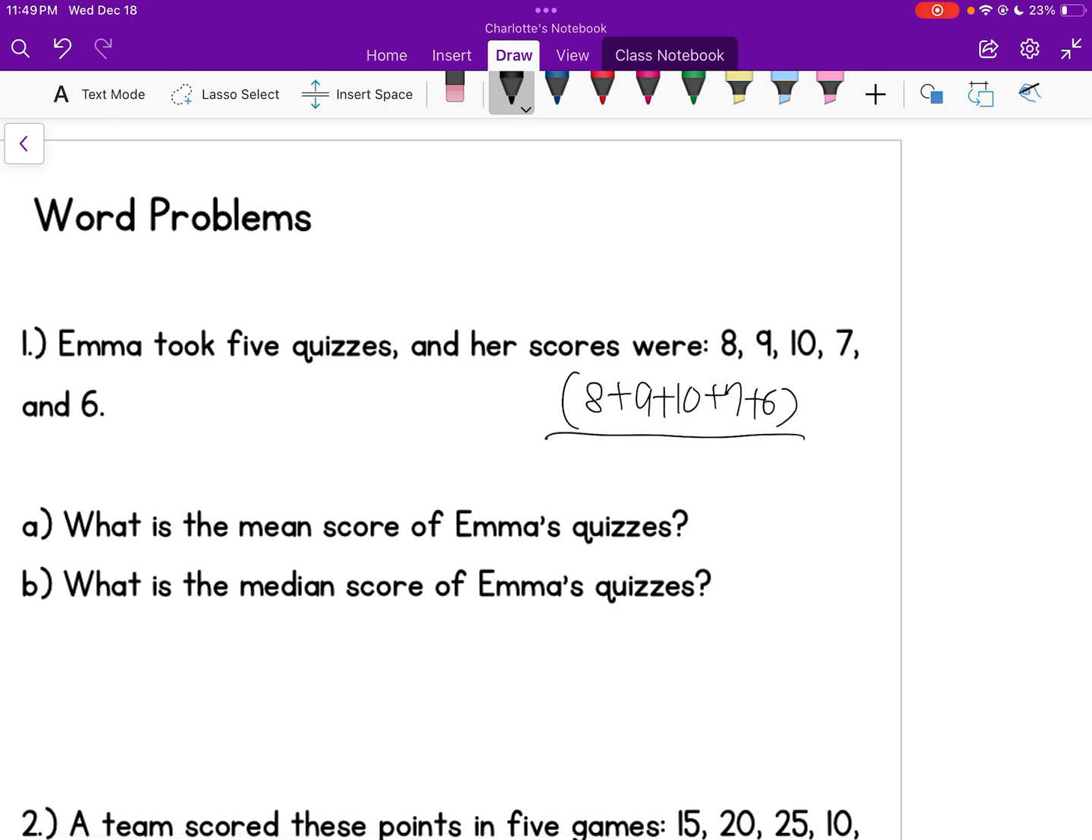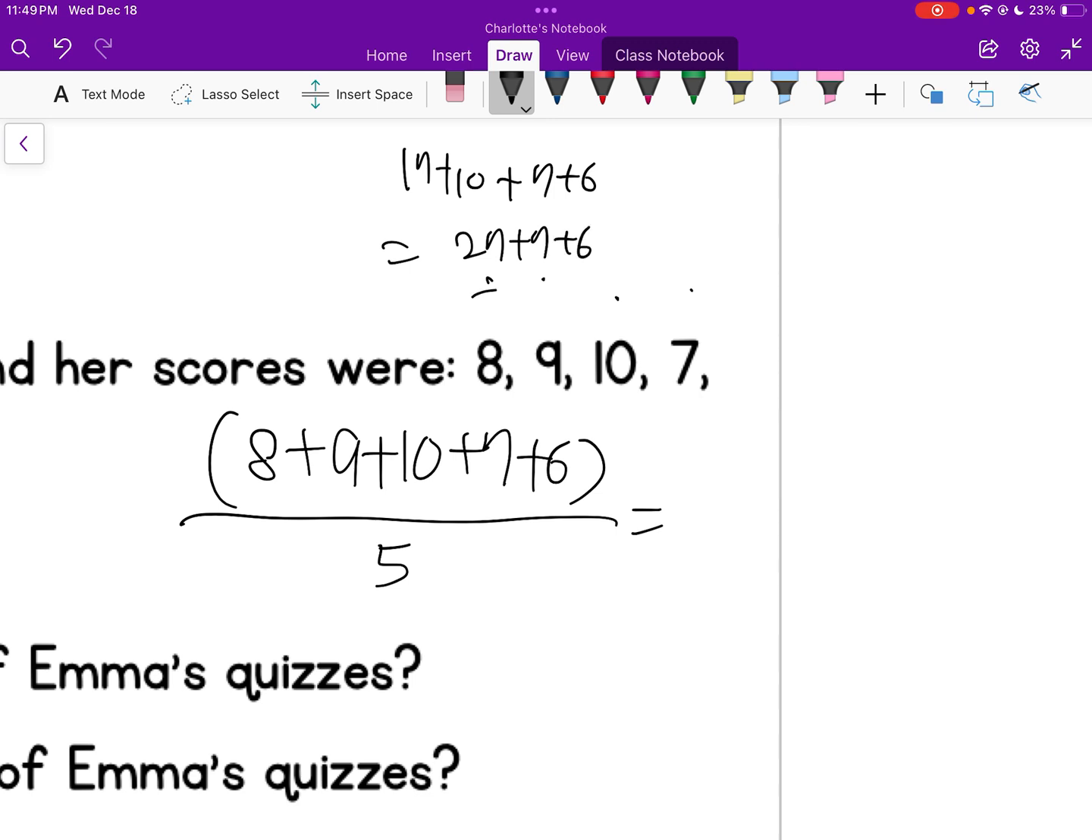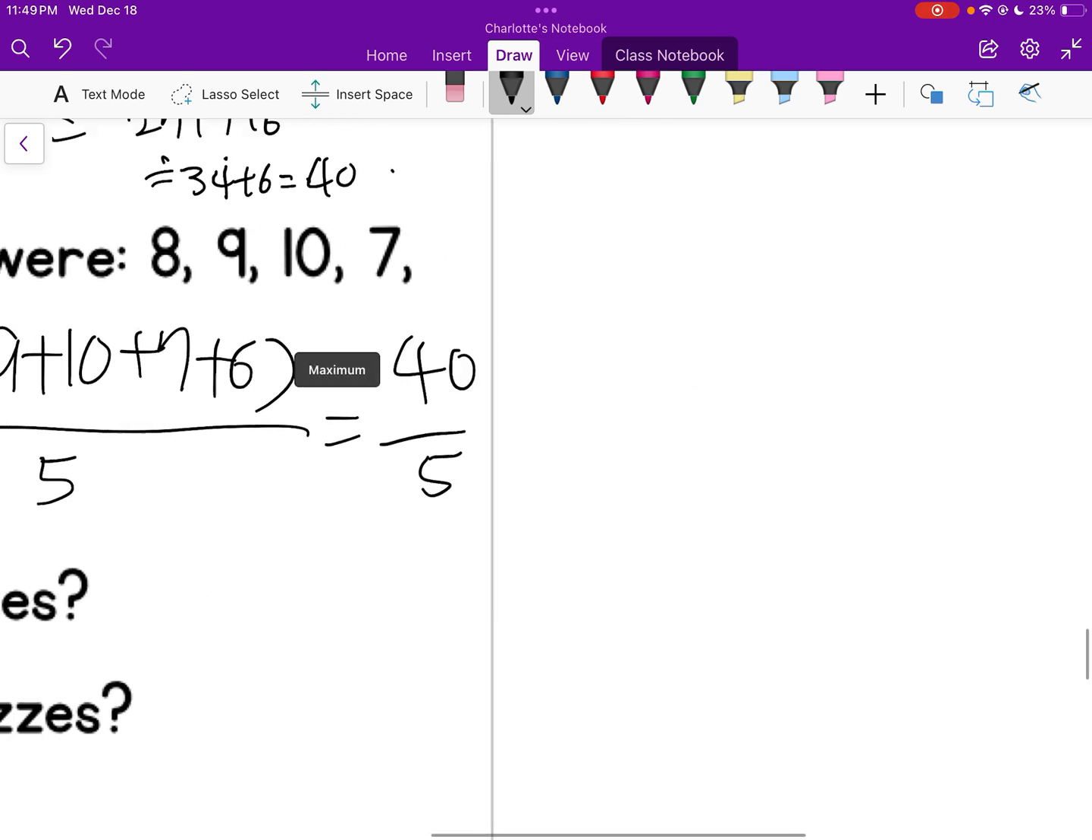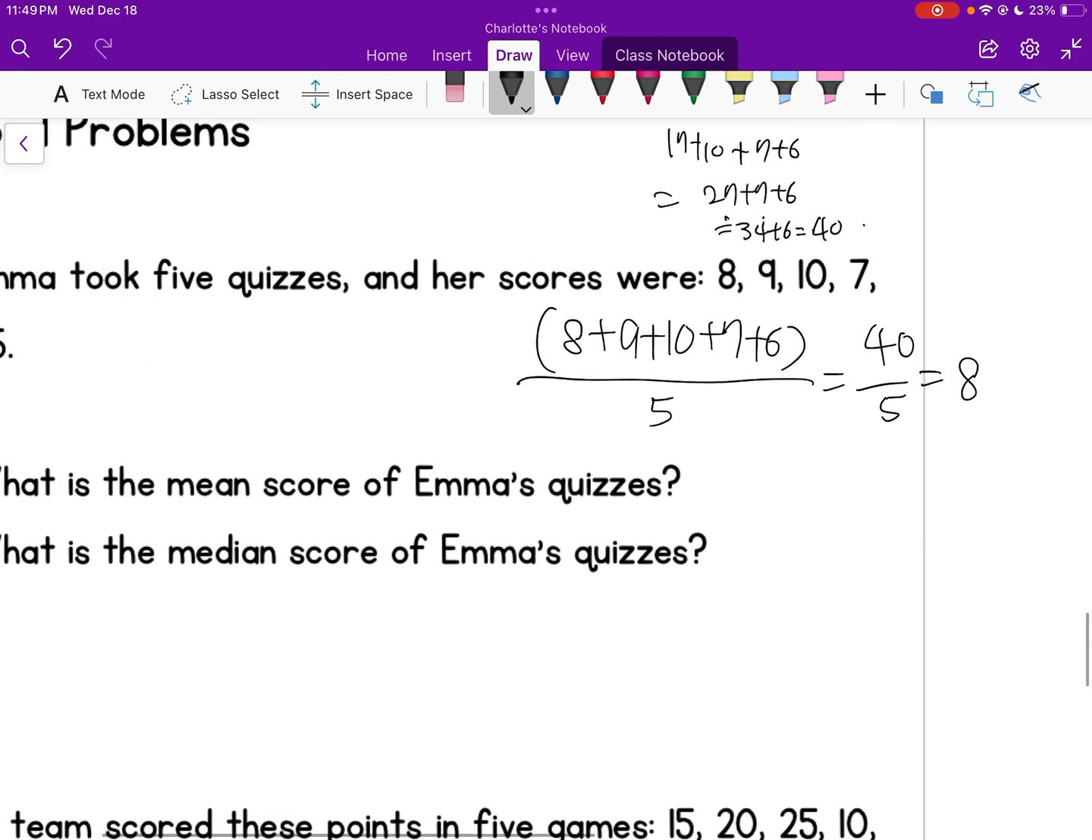And since there's 1, 2, 3, 4, 5 numbers, we'll divide it by 5. So 8 plus 9 is 17, 17 plus 10 is 27, 27 plus 7 is 34, 34 plus 6 is 40. You add these first, on the top, the numerator. And 40 divided by 5 is 8. So 8 is the mean score.